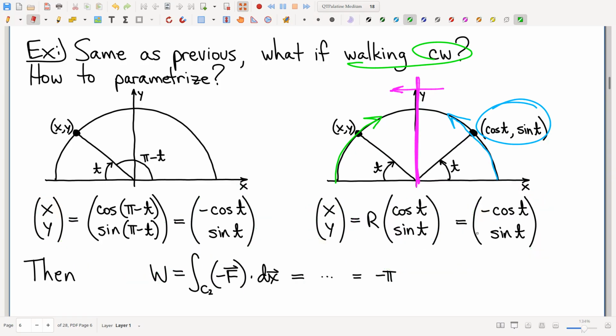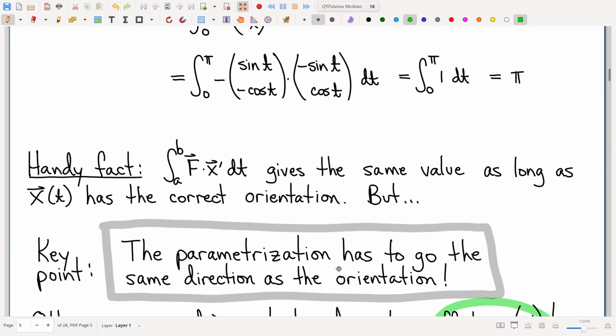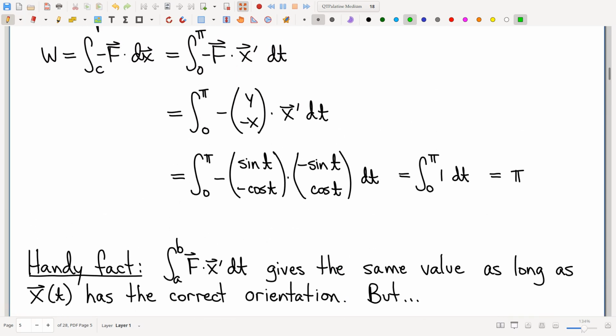All right. Okay, now this was fun and games with parameterizations, cool and all that, but do notice the answer we got, negative pi, is indeed the negative of the answer we got going the other way, which was positive pi. So as it should be.